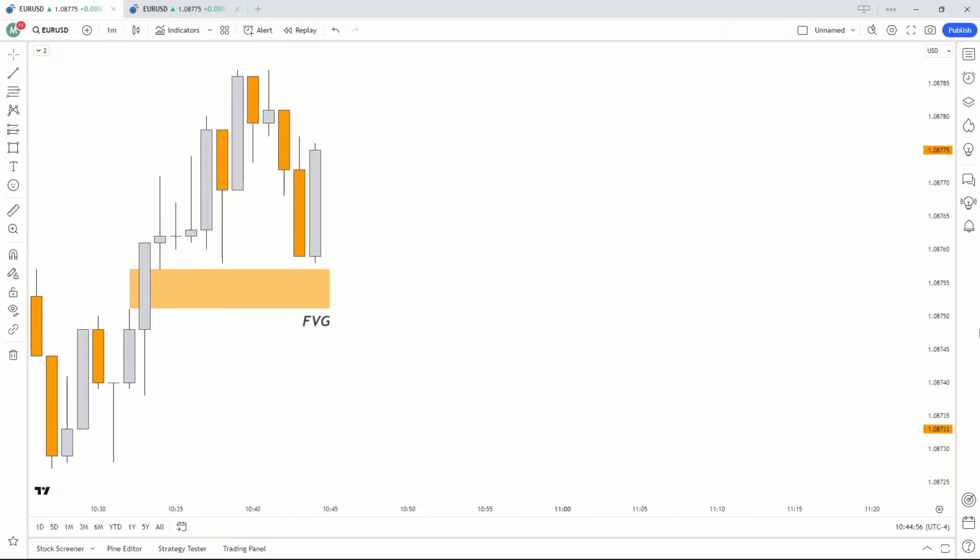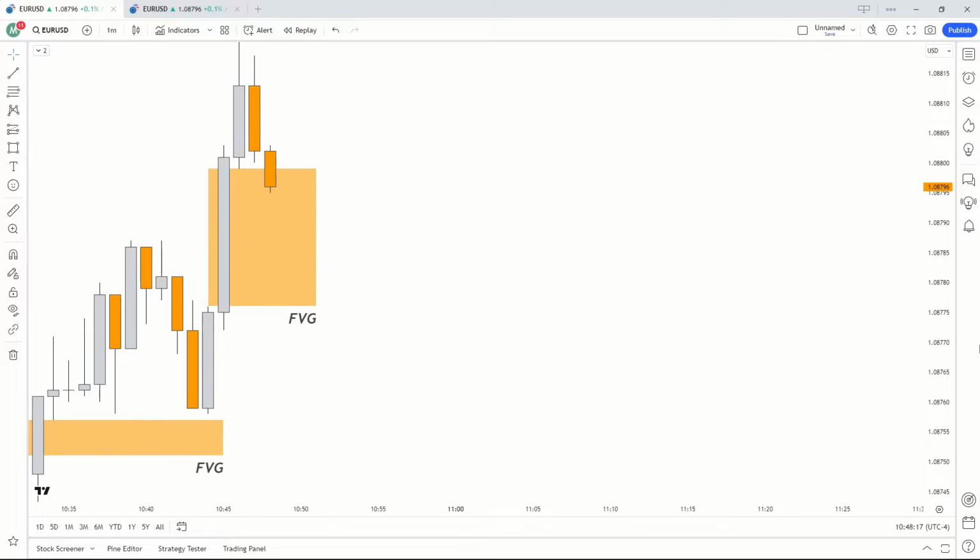Time and time again, I say all you need is fair value gaps. Once you master fair value gaps, you will notice a significant improvement in all your trades. So without further ado, let's get straight into it.